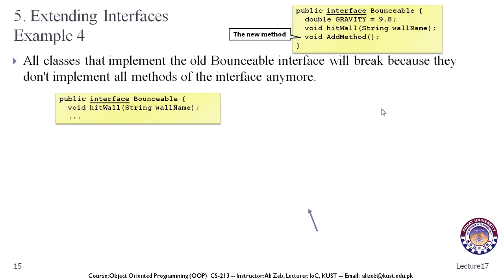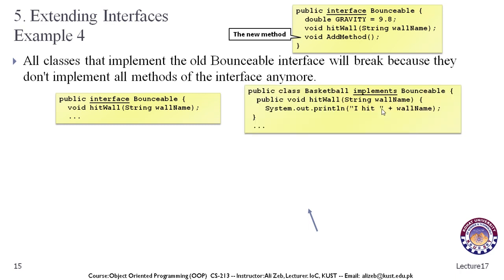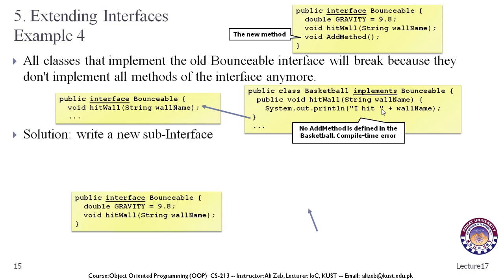And that is a requirement, as we said, that this is an agreement between the classes and the interfaces. They agree that they will implement all of the methods of that interface. So we have public interface bounceable, from our earlier example, and now we have added a new method to it. Public class basketball implements bounceable. If no add method is defined in the basketball class, it will have a compile time error because now it needs to have the add method. Solution: write a new subinterface.